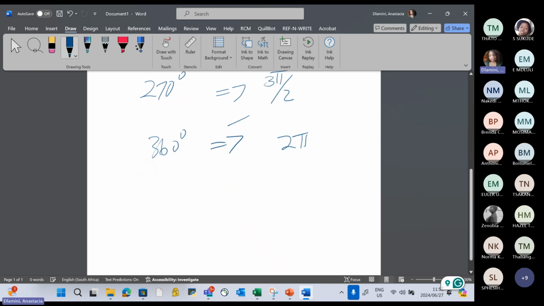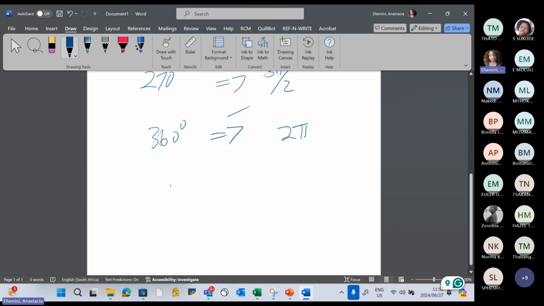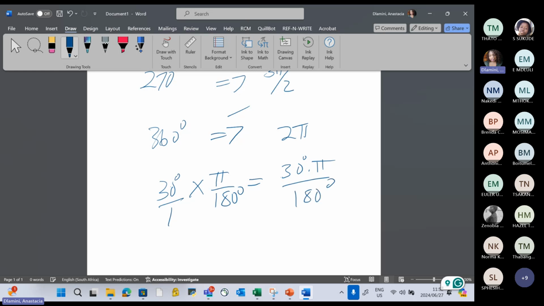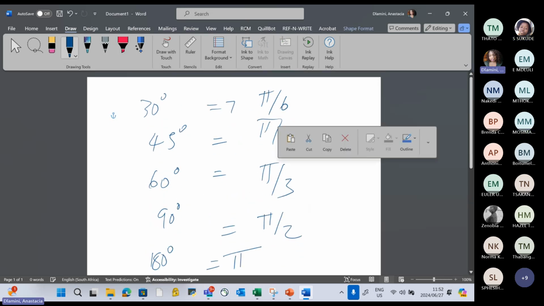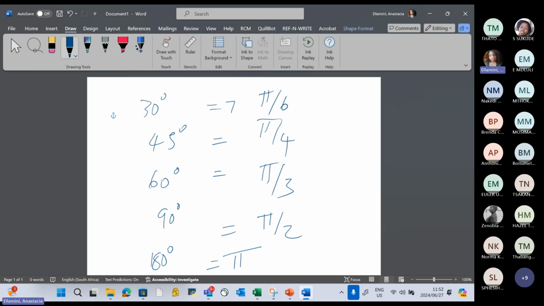So how do we do that? If we take the degrees, say 30 degrees, we multiply by pi over 180 degrees. Remember, I don't want you to use a calculator. So this is 30 degrees times pi over 180 degrees, and you ask yourself, how many 30s are in 180? There are 6. So this is pi over 6. Are we all together on the radians?